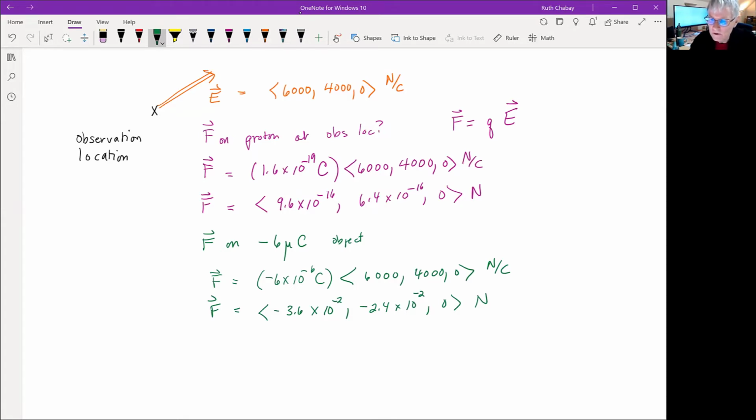Okay, so the force on the proton is in one direction, but the force on the negative microcoulomb charge is in the other direction. And that just falls out of the algebra. We multiply by a negative number, so the components of this vector are negative. Okay, so let's see if we can answer a question.